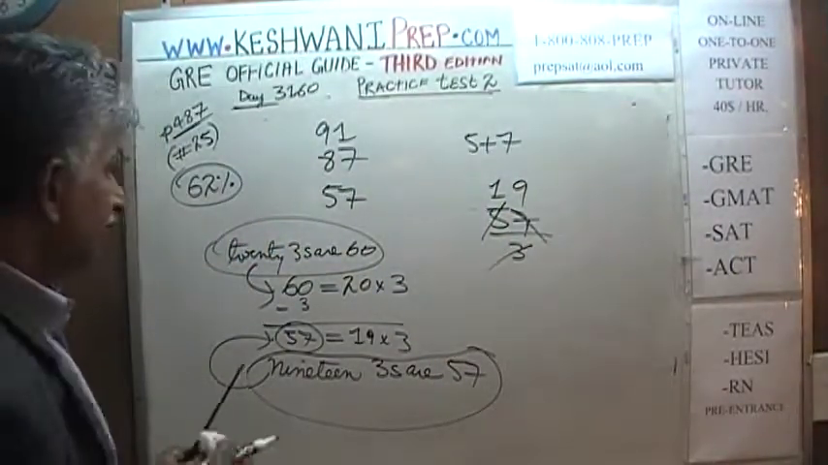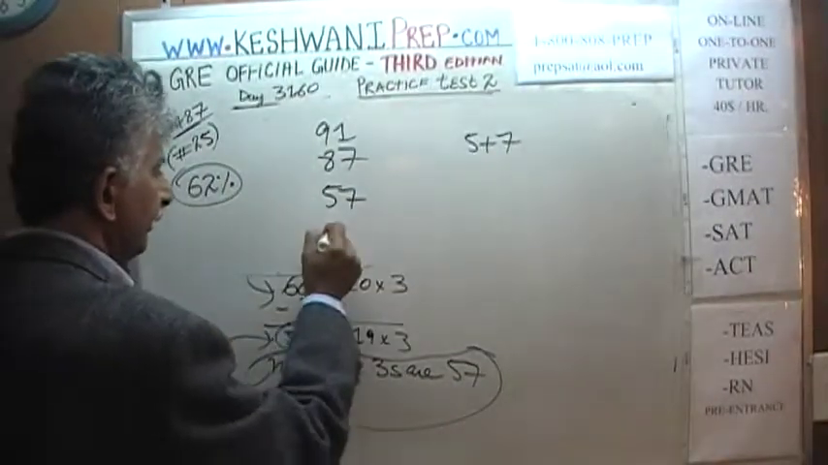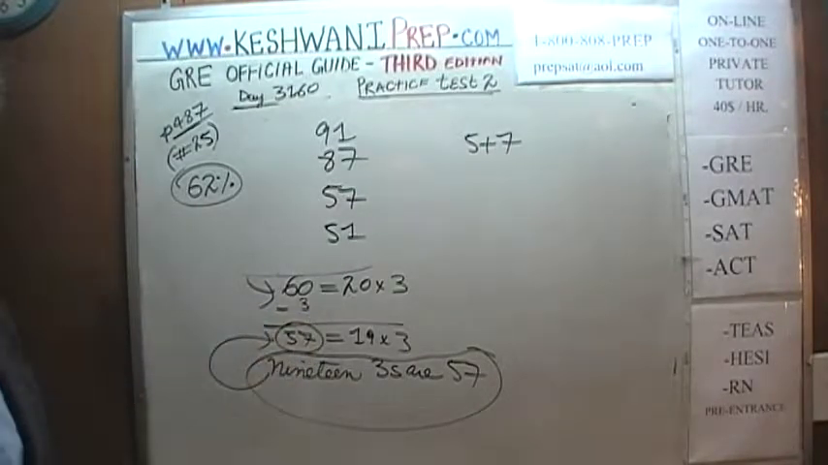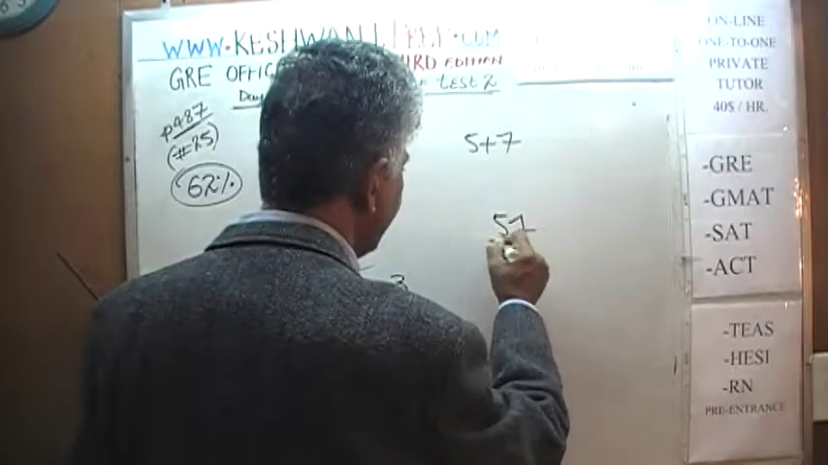And by the same logic, if we were to go one more, here's another one, which is also a multiple of 3. It's a multiple of 3 because 5 plus 1 is 6. And 6, of course, is divisible by 3. 51 is not a prime number.